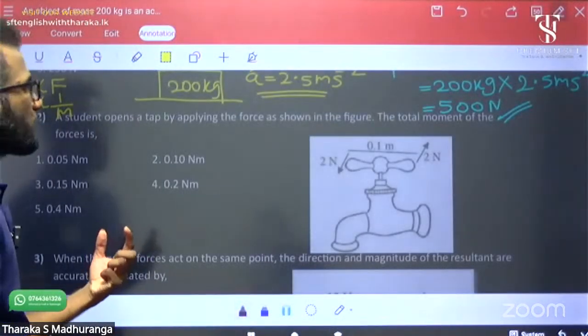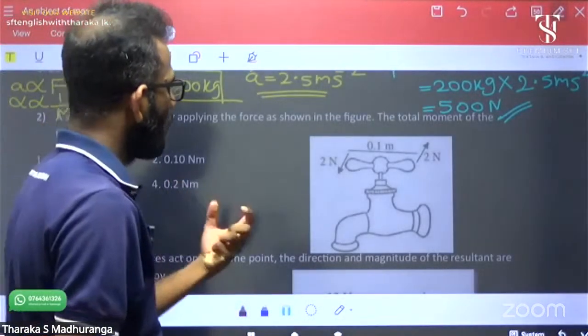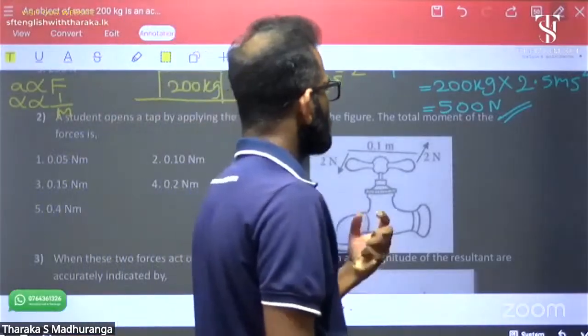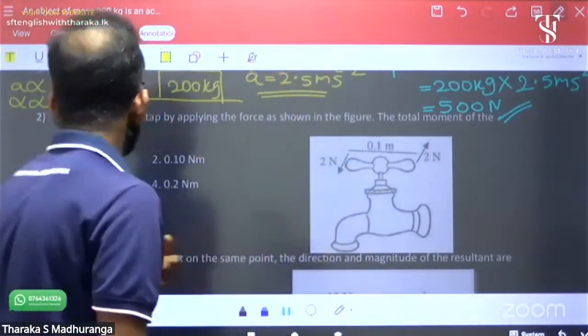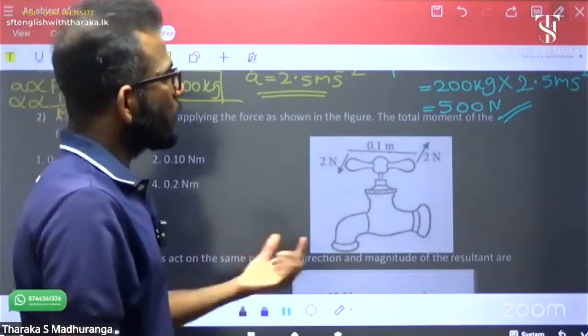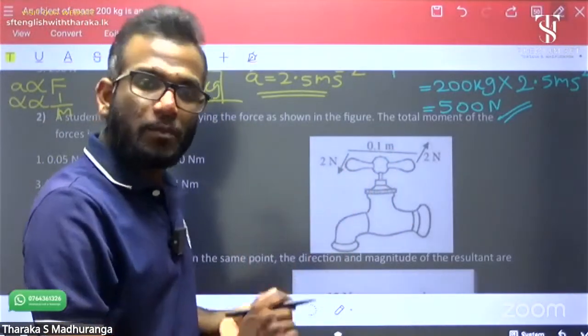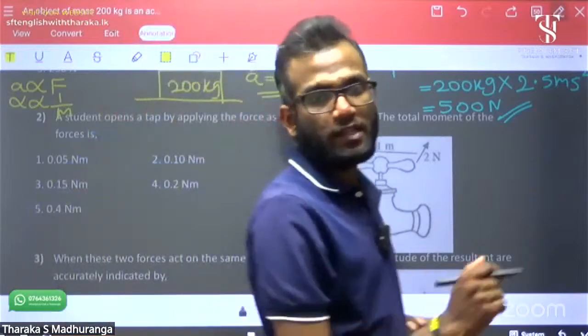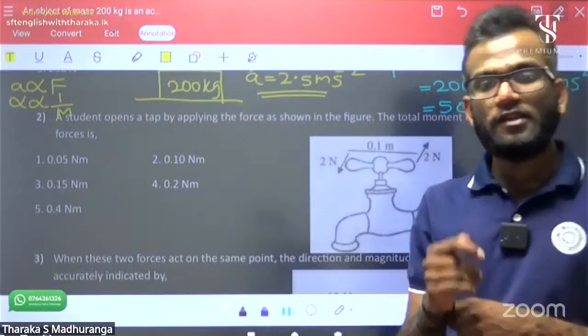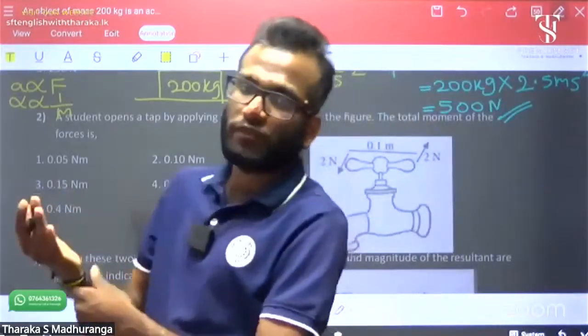Students open a tap by applying a force as shown in the figure. The total moment of the force is. Okay, now the question asks the moment of couple of force. What was in the theory lesson? We discussed the equation for moment of couple of force.